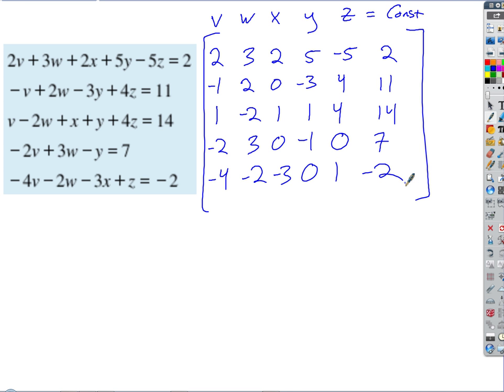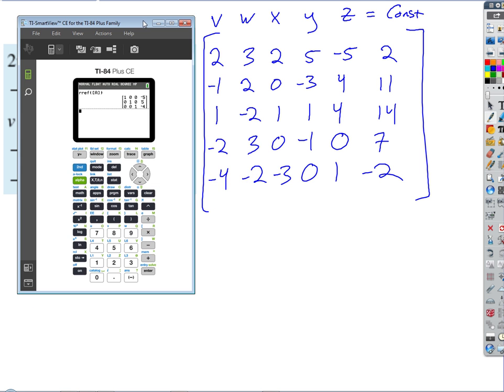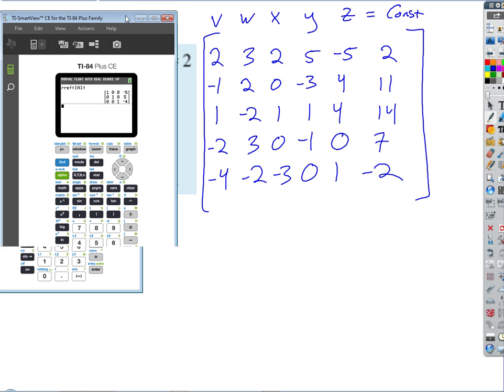All I've got to do is put that into the calculator and then just store that as matrix A, and then do reduced row echelon form for matrix A. So I'll do one of these just so you can see a big matrix. Why does it keep doing that?